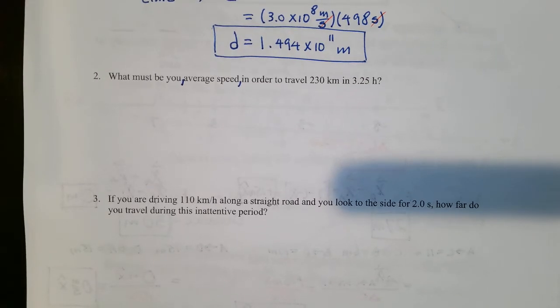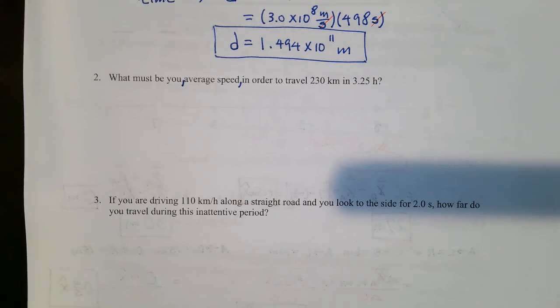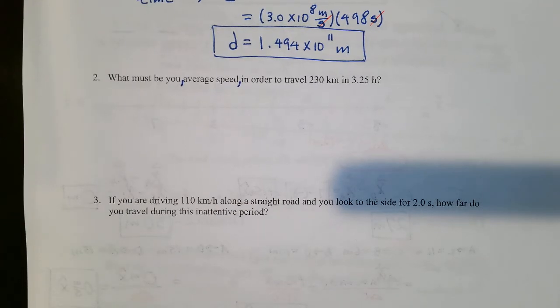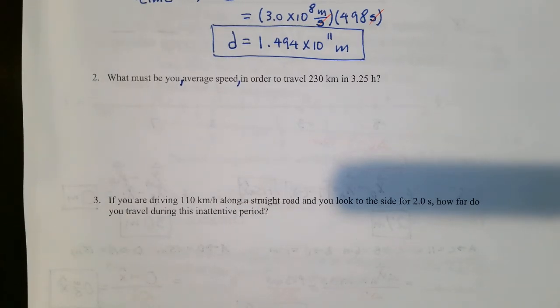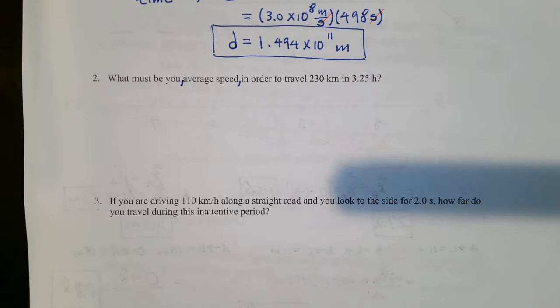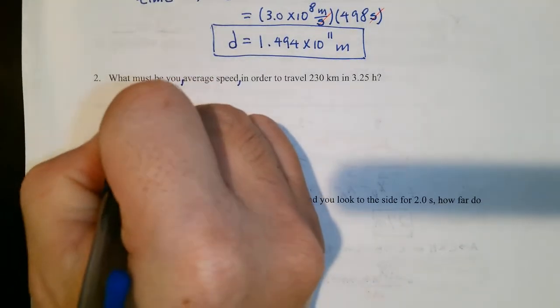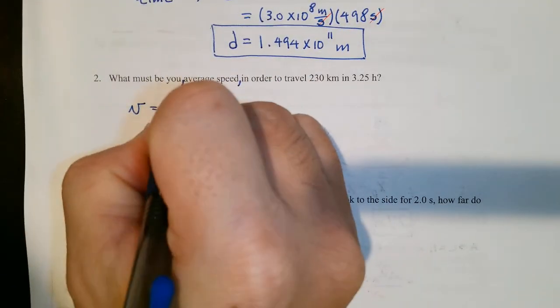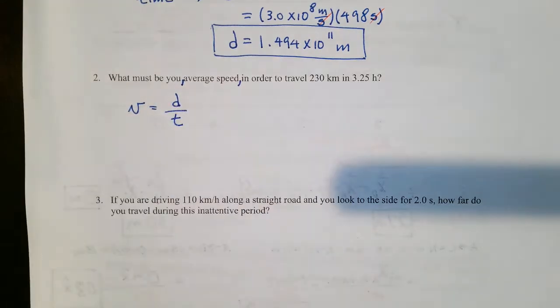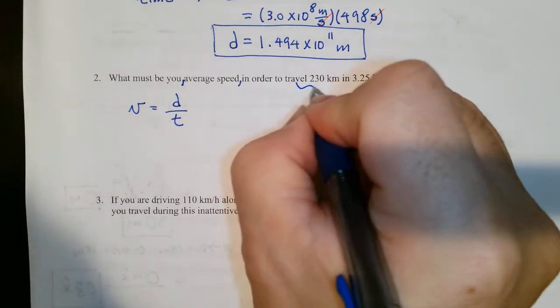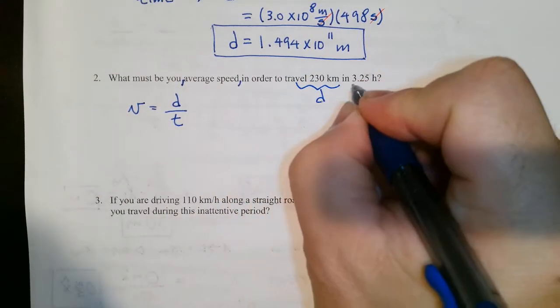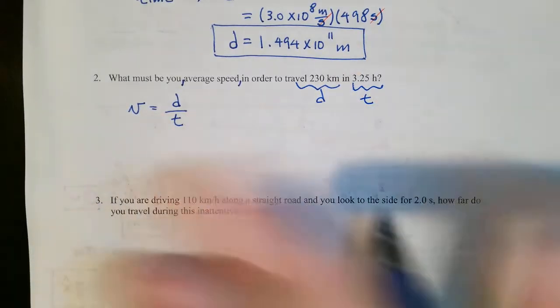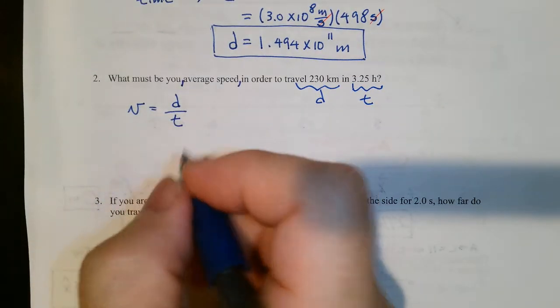Or if you want to change this, you could say, what must your average speed be in order to travel 230 kilometers in 3.25 hours? So this is pretty straightforward, right? I want to know what v has to be. This here is the distance, and this here is time, and we're looking for v. Come on, that's pretty easy, right?